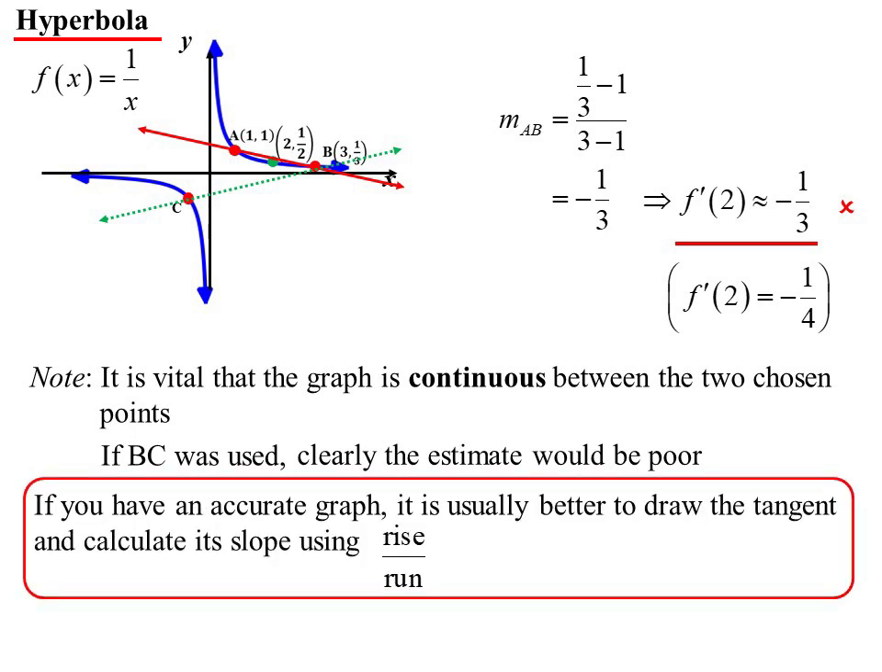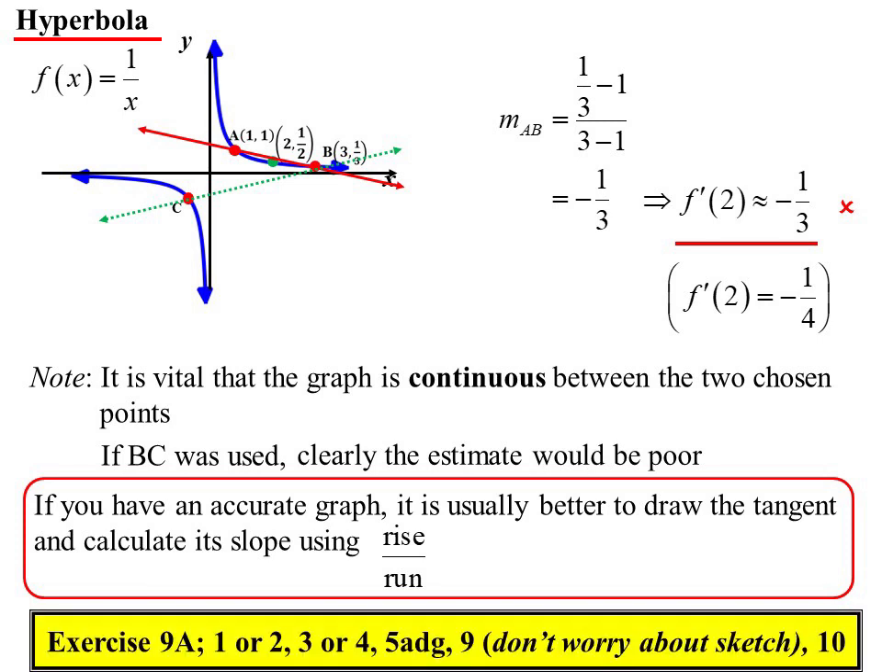So if you have an accurate graph, and that's the key too, you've got to have an accurate graph, then it's usually actually better to draw the tangent in itself and then look at that line and try rise over run. So pick some points on the line and actually work it out. So 9A, I'll put in there, look, don't worry about the sketch for question 9.